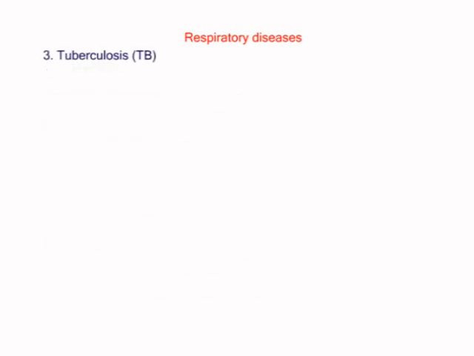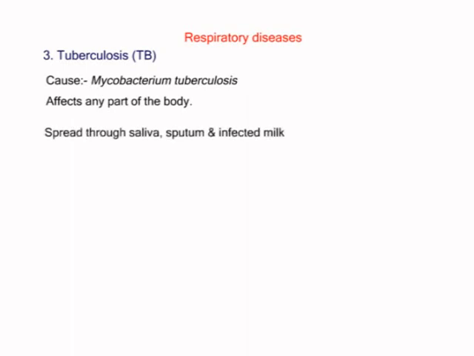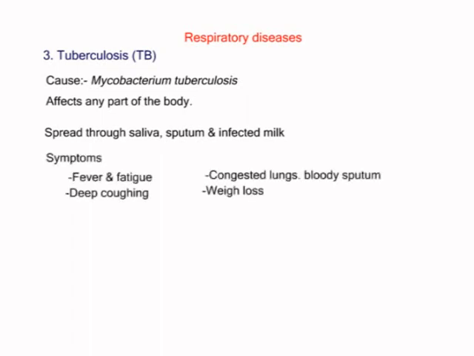Tuberculosis, commonly called TB. TB is caused by the bacterium Mycobacterium tuberculosis. The bacterium is a bacillus. This disease affects any part of the body. It can affect the bone and the lymphatic nodes. It is spread through saliva droplets, sputum, and infected milk. The symptoms include fever and fatigue, deep coughing, congestion of the lungs leading to production of sputum with blood, and loss of body mass.